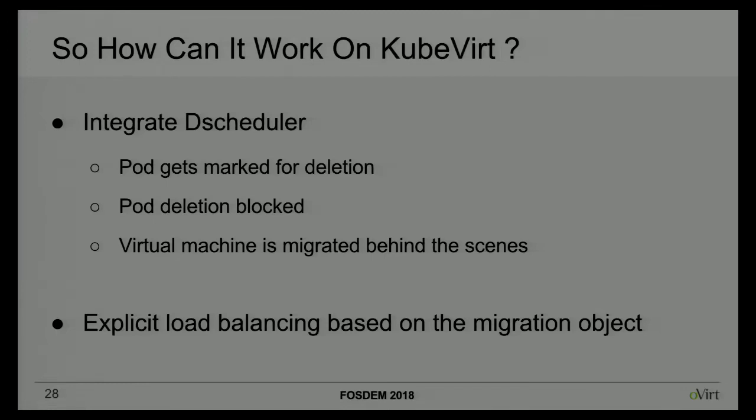But we don't want to kill the pod yet. So instead, we will just block pod eviction or pod deletions, and virtual machine migration will be in the background. We will create the migration object, a new pod will be created, and then a virtual machine will finally move there. I also talked about scheduling simulation. So we might be able to neglect the scheduler project and do explicit load balancing based on migration objects and utilizing the dry run functionality.